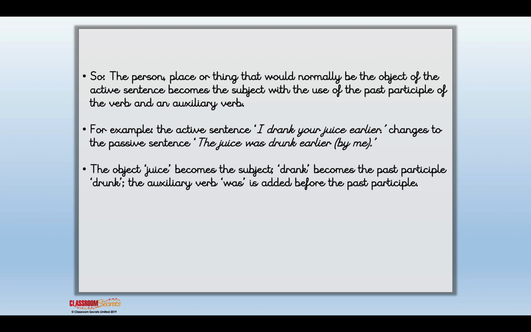So, the person, place or thing that would normally be the object of the active sentence becomes the subject with the use of the past participle of the verb and an auxiliary verb. We'll talk more about those in a moment. For example, the active sentence, I drank your juice earlier, changes to the passive sentence, the juice was drunk earlier by me. The object juice becomes the subject, drank becomes the past participle, drunk. The auxiliary verb was is added before the past participle. So that is the full explanation of things, but you can recognize it quite easily.